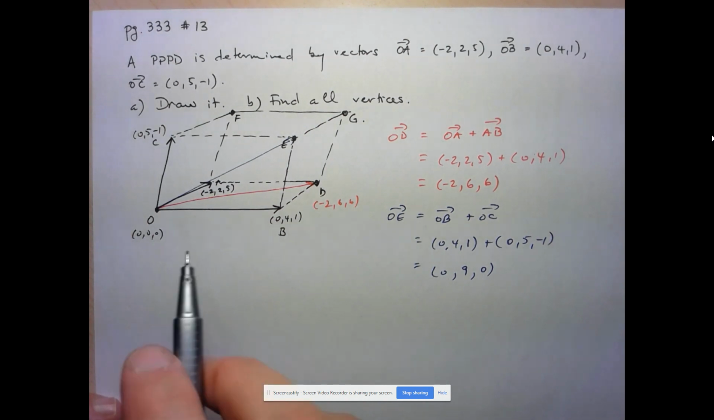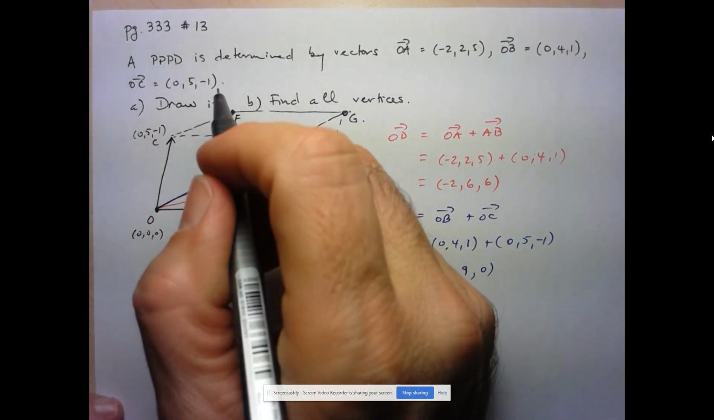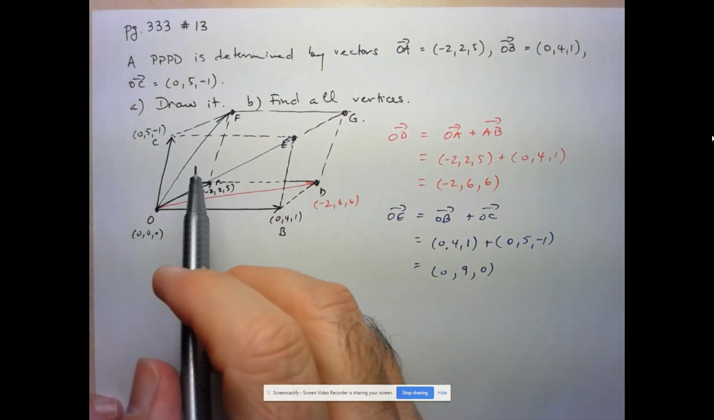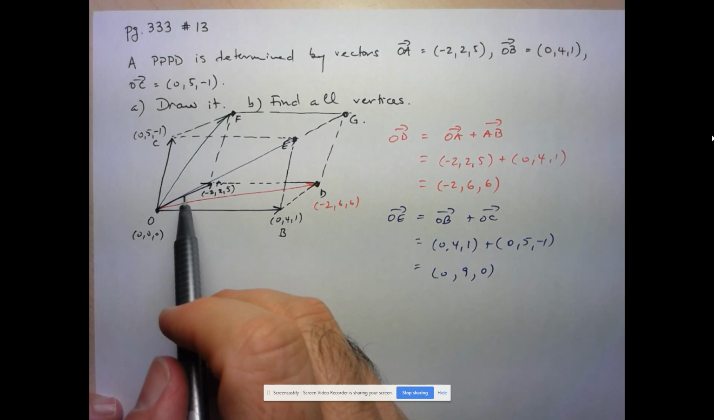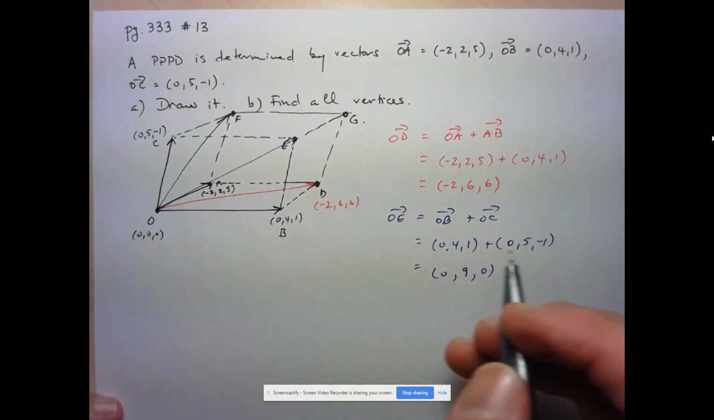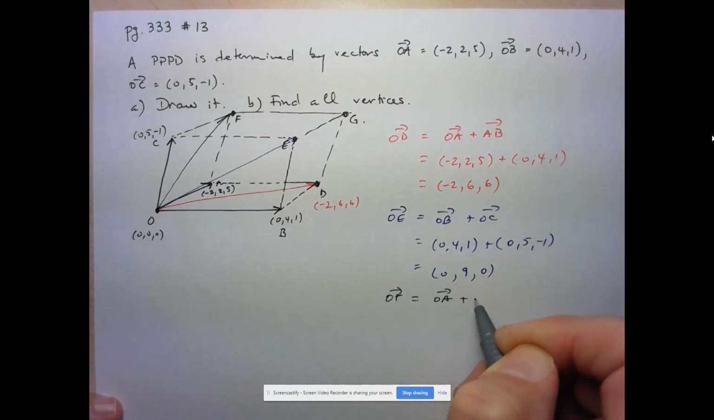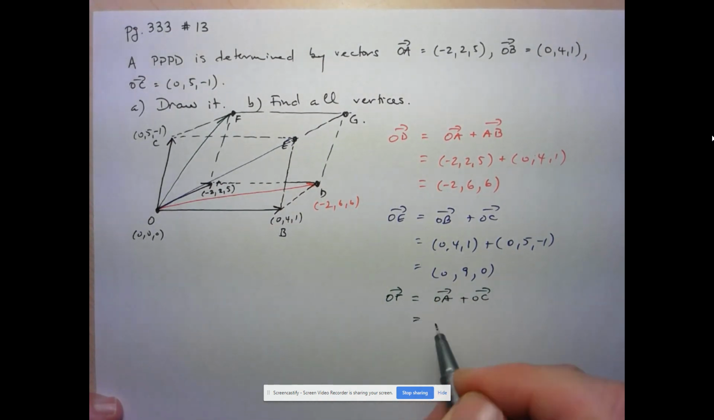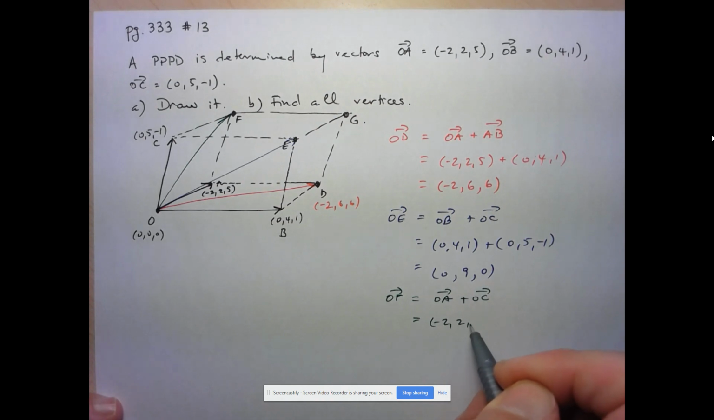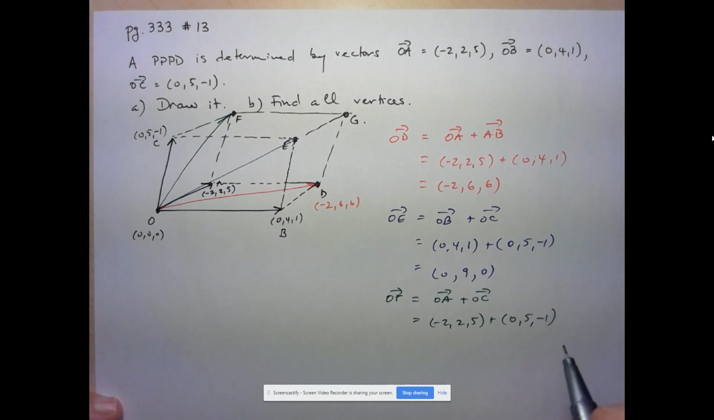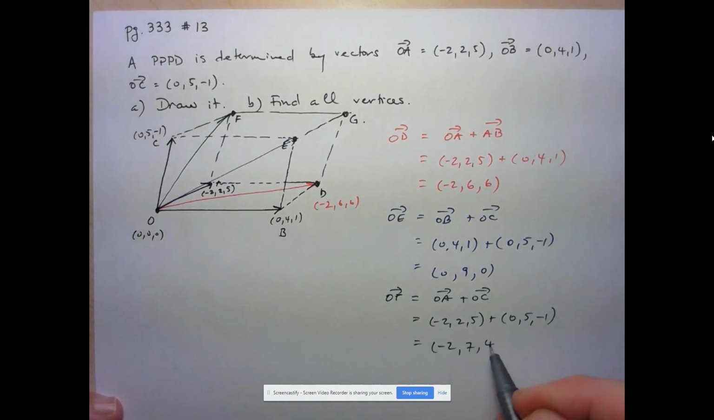Now let's go to OF, this point there, which is on the back face. Again, it's the diagonal of the parallelogram formed by OA and OC. So OF is equal to OA plus OC. OA is negative 2, 2, 5, and OC is 0, 5, negative 1. So negative 2 plus 0 is negative 2, 2 plus 5 is 7, and 5 minus 1 is 4.